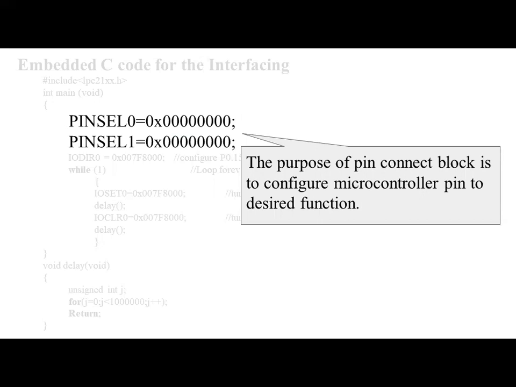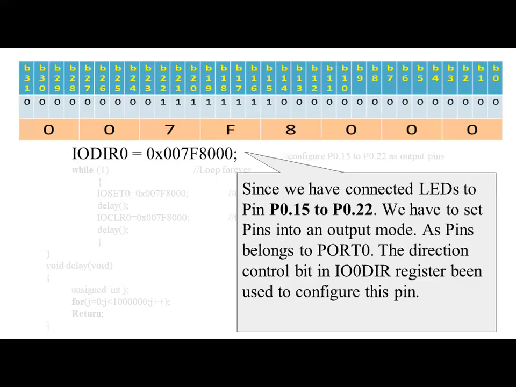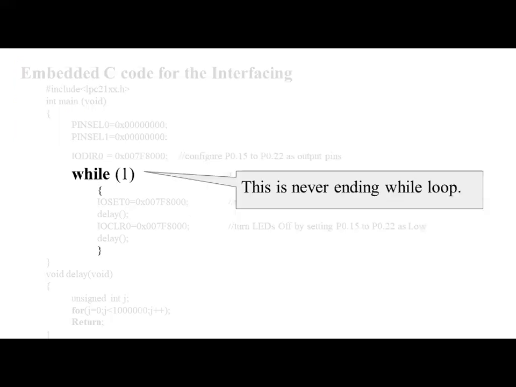Now the purpose of this pin connect block, that is PINSEL0 and PINSEL1, is to configure microcontroller pin to desired function. Now since we have connected the LEDs to pin P0.15 to P0.22, we have to set pins into an output mode. As pins belong to port 0, the direction control bit in IODIR register is used to configure these pins. Now while(1) is used, this is a never ending while loop. That's why we can use the while loop.